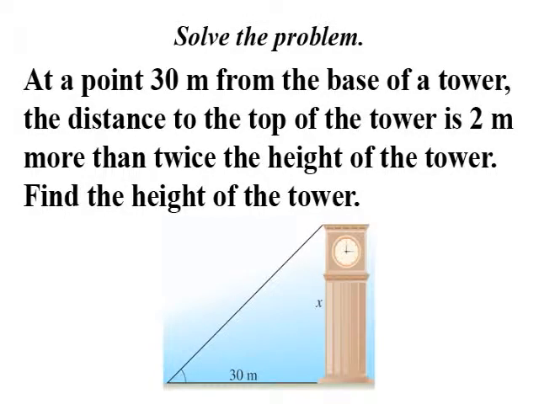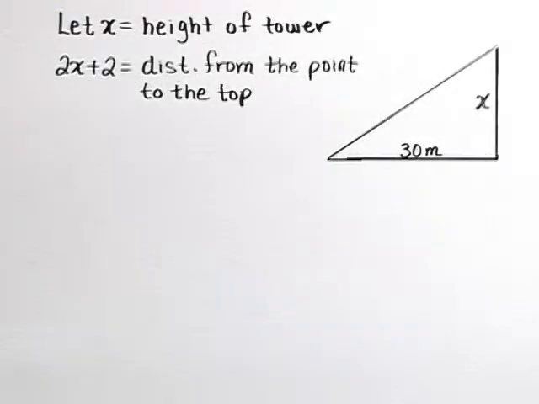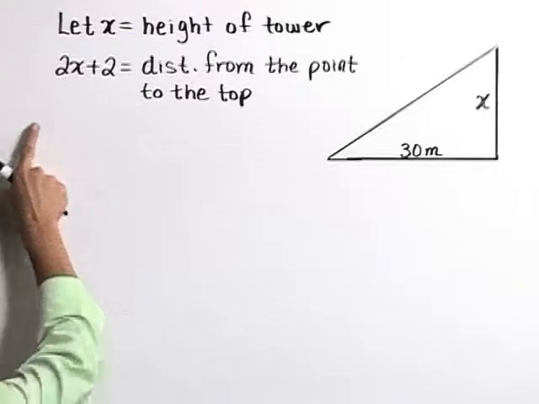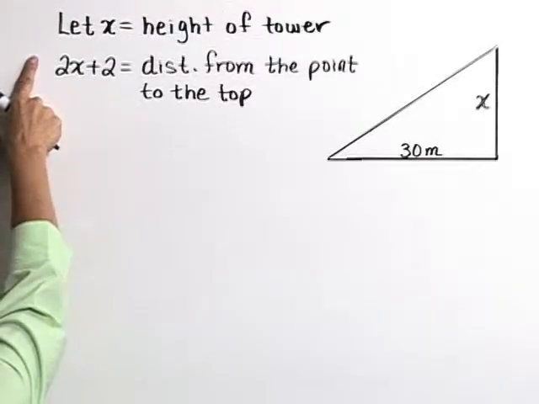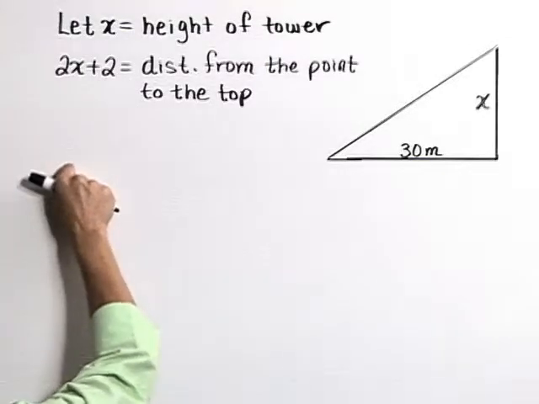Solve the problem. At a point 30 meters from the base of a tower, the distance to the top of the tower is 2 meters more than twice the height of the tower. Find the height of the tower. We've read our problem carefully. Let's define our variable and let x represent that thing to be found, the height of the tower.